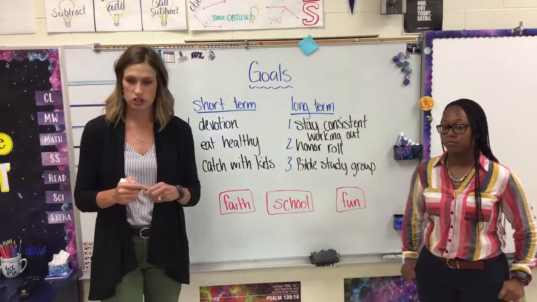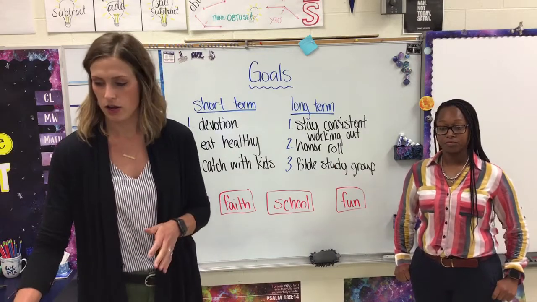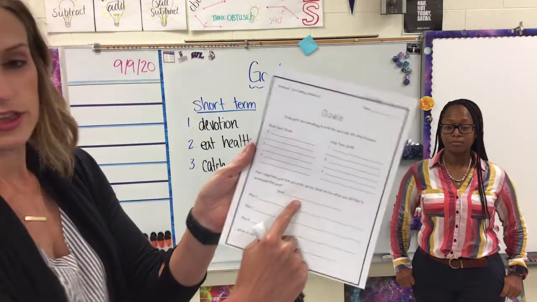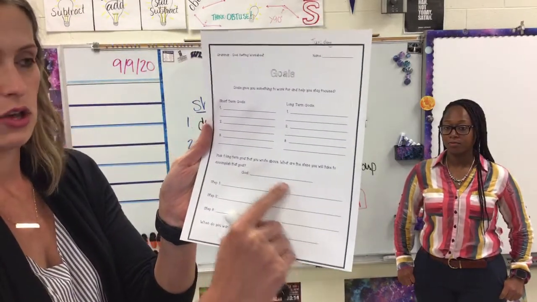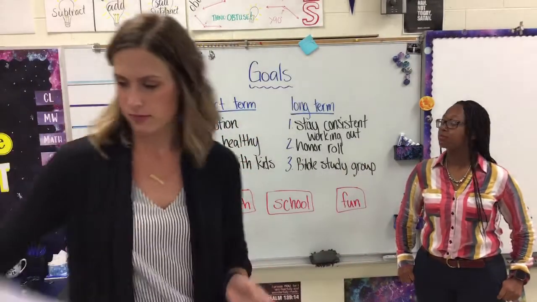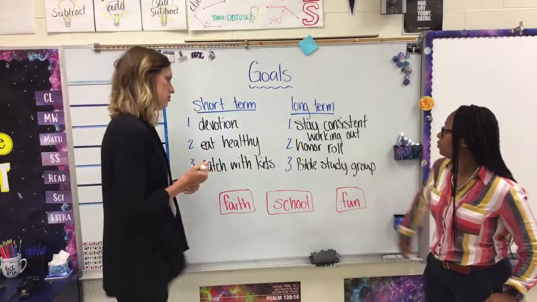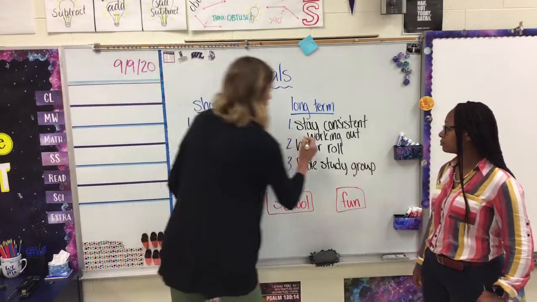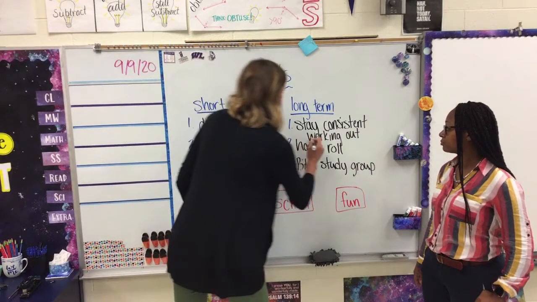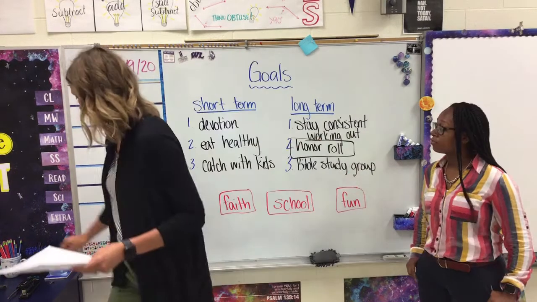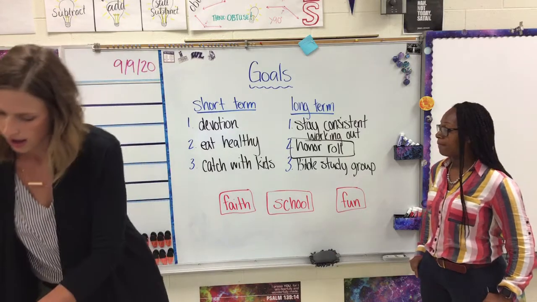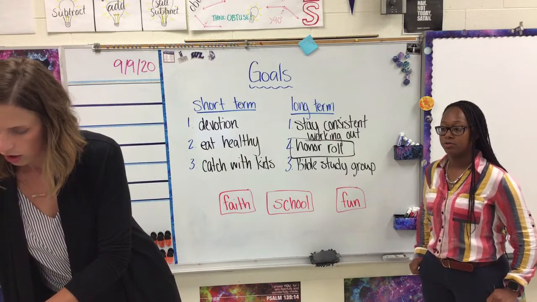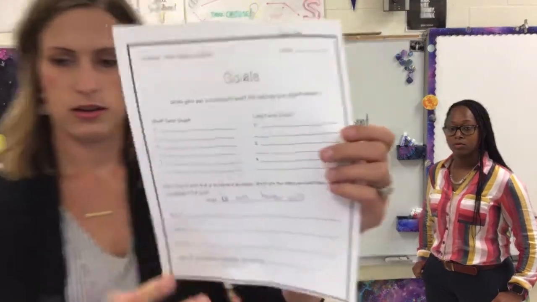Now, once you have those goals set, you're going to pick just one of your long-term goals that you're going to write right here where it says goal. All right? Ms. Bryant, what do you think? Which one should we look at? Let's go for number 2, honor roll. All right, we're going to go for honor roll. So if this was our sheet, we would write be on honor roll right here, right?